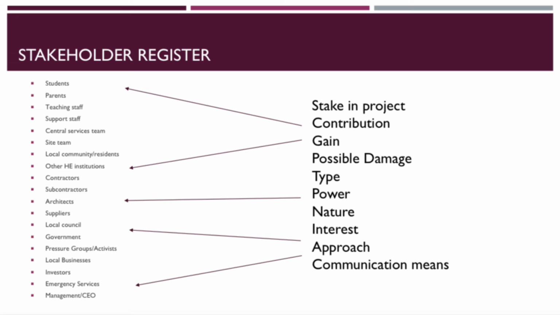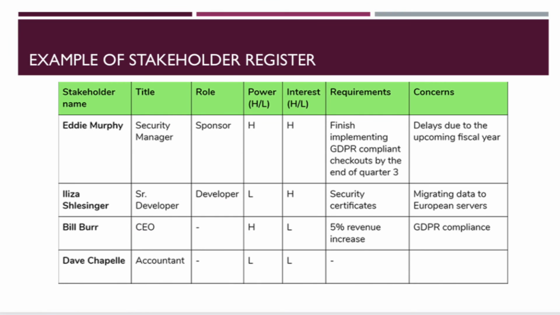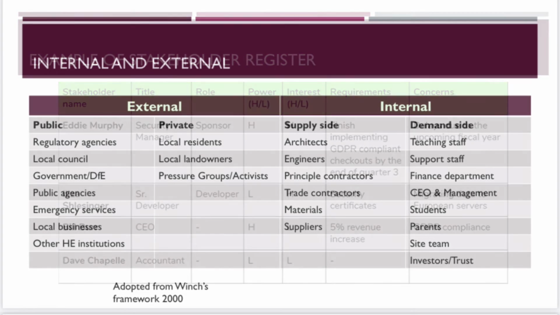After identifying all of the stakeholders, I think the most important part of stakeholder management is the register. The register will allow us to understand the stake in the project of the different stakeholders, what they could gain and contribute, the possible damage they could cause, and also the type, power and influence and interest they may have over the project itself. And it will also allow us to easily identify the best communication means. Overall, this register needs to be constantly updated throughout the project.